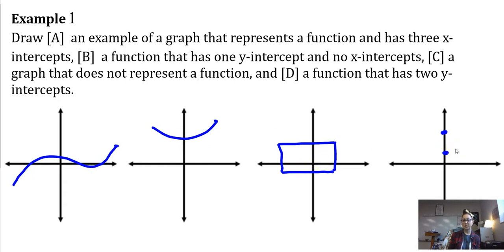Now, for example 1, part D, a function that has 2 y-intercepts, well, that can't happen, right? As soon as I make my 2 y-intercepts, I already don't pass the vertical line test. So part D is impossible, okay? So this guy doesn't work.